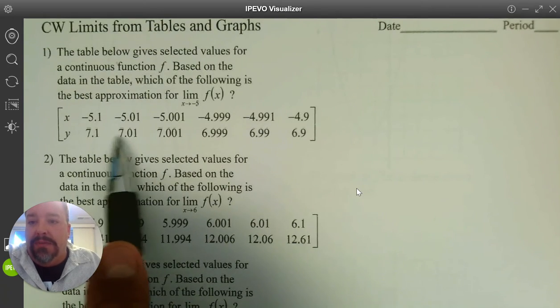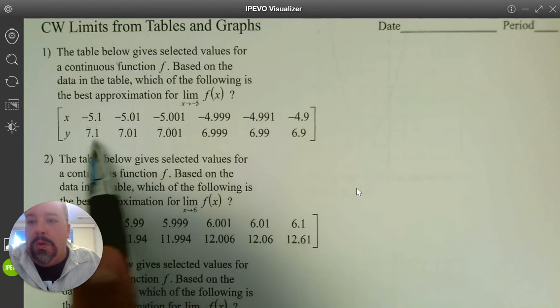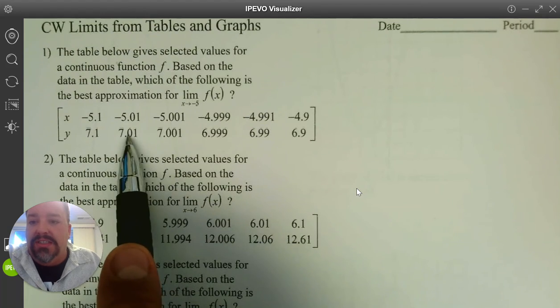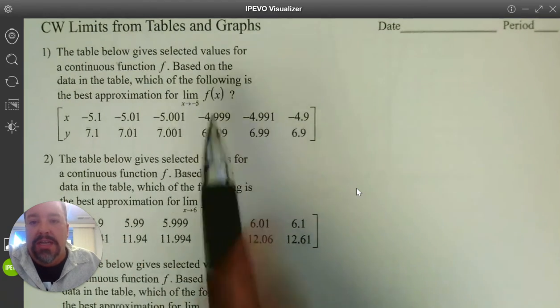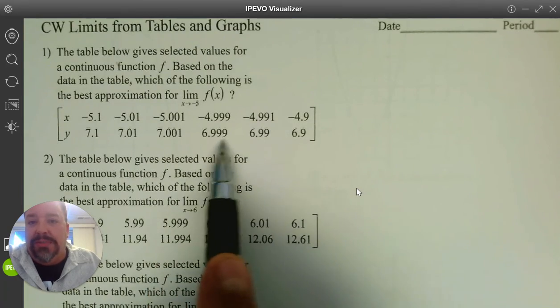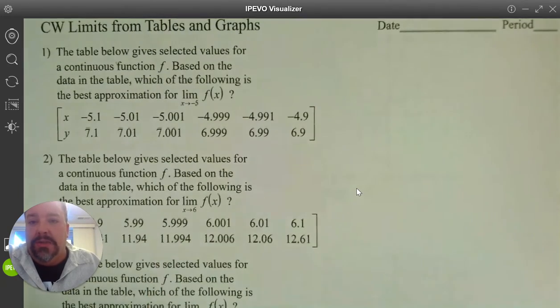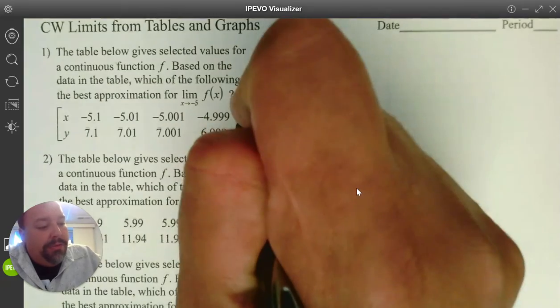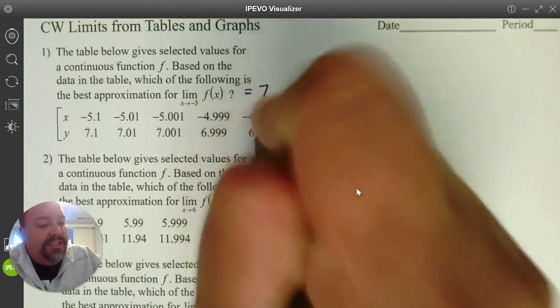So as we come from the left, what happens to these? 7.1, 7.01, 7.001 seems to get closer and closer to 7. Same thing as we come from this side, seems to get closer and closer to 7. So we would say that the limit here is 7.